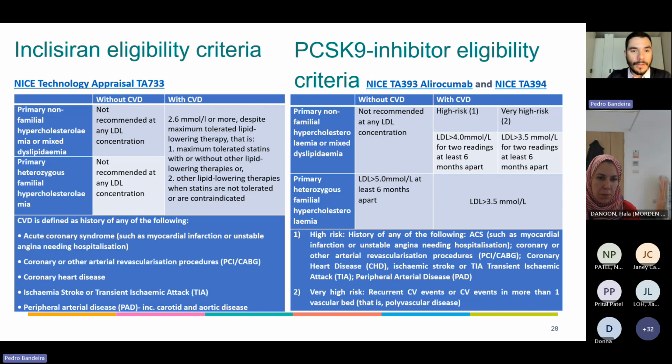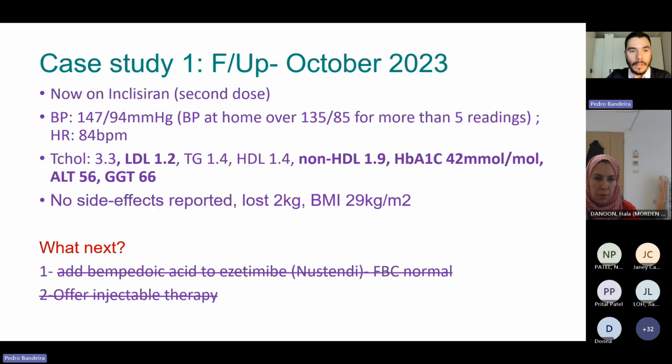So this is just a slide to summarize the eligibility criteria. His LDL is about 2.6, so he will benefit from inclisiran. So he was started on inclisiran, and he's now under our clinic for continuing inclisiran injection therapy.